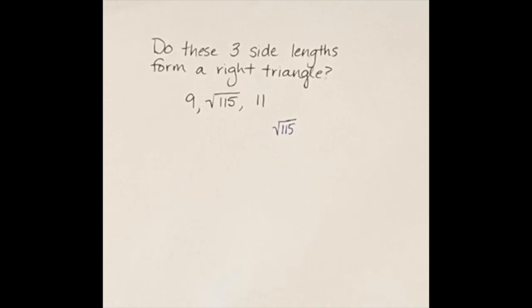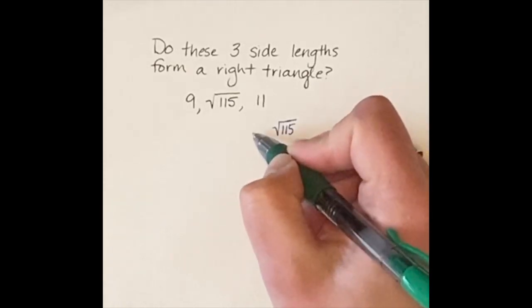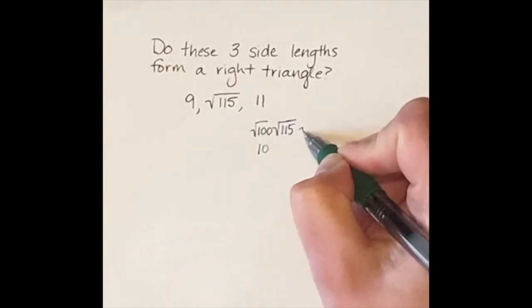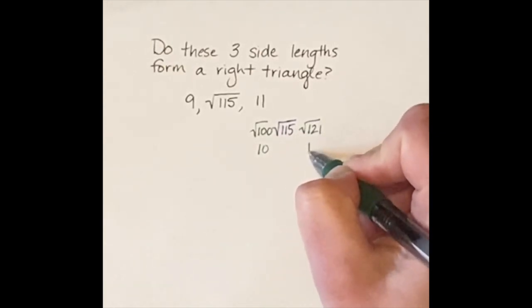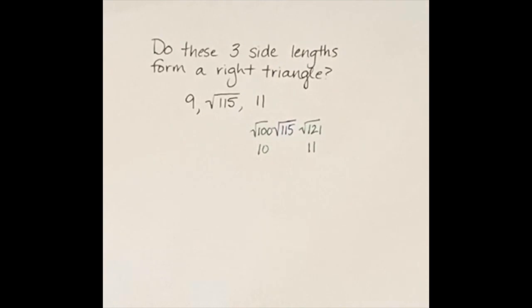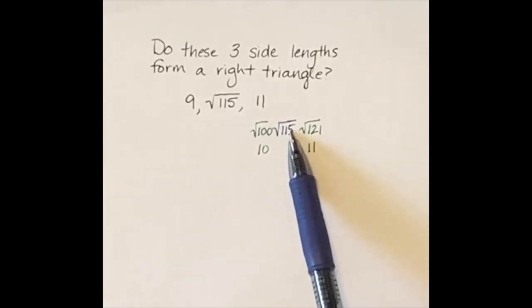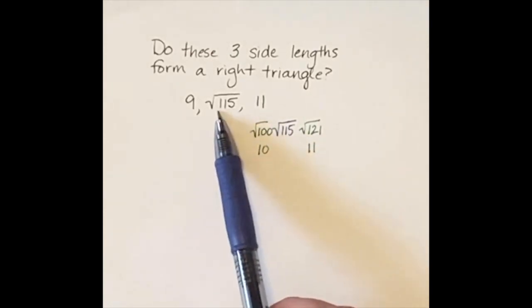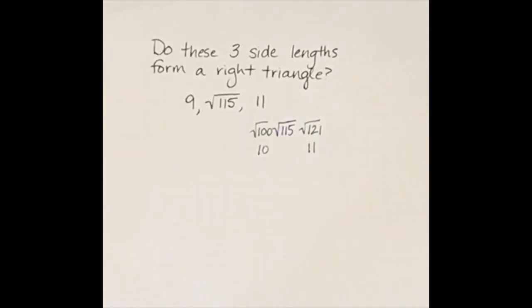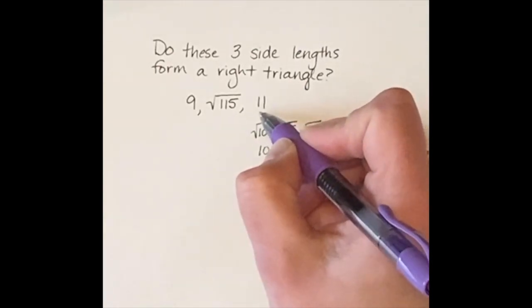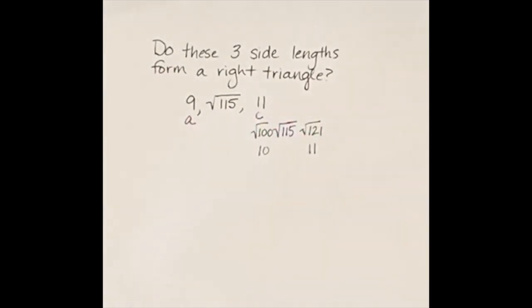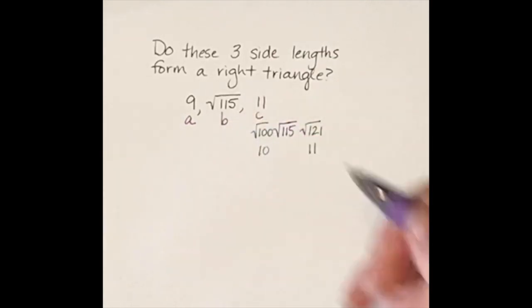I don't know what that is, but I do know that the square root of 115 falls between the square root of 100, which I know is 10, and the square root of 121, which I know is 11. So I know that the square root of 115 is somewhere between 10 and 11, and therefore it is shorter than this 11, which means that this 11 has to be my c value. I can make the 9 my a and the radical 115 my b.